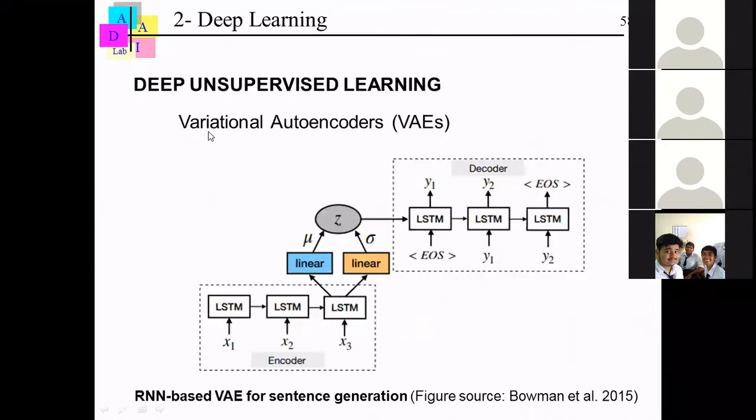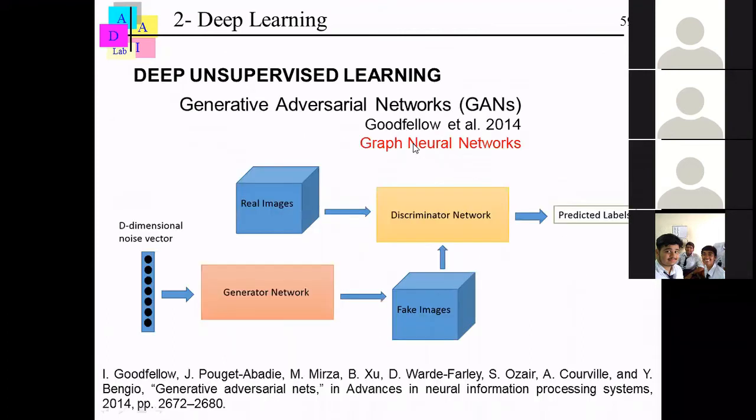And another is the variational autoencoder, VAE. A third group is deep unsupervised learning, with some famous models, for example, generative adversarial networks or graph neural networks.